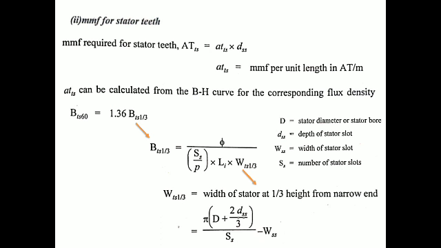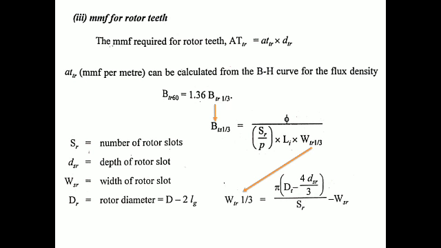After that, we enter the third one, which is the MMF for the rotor teeth, ATtr. It is calculated by the product of two things, the same thing, ATtr into Dtr. Here Dtr is nothing but the depth of the rotor teeth, and ATtr is calculated from the BH curve. Its constant is related by Btr60 is equal to 1.36 times Btr at one third value.